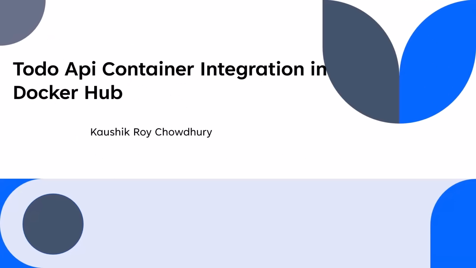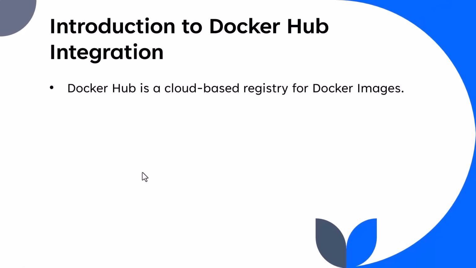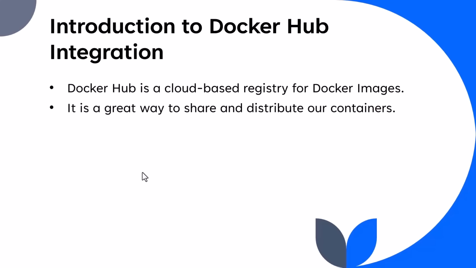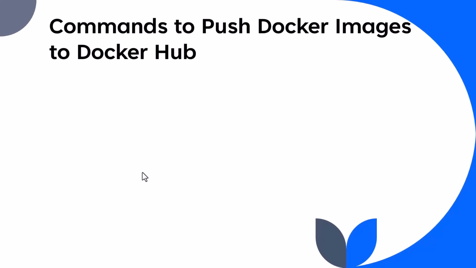Hello everyone. In this lecture, we are going to go for the container integration in DockerHub for the to-do API container that we have created in the previous lecture. So as an introduction to DockerHub integration, DockerHub is a cloud-based registry for Docker images. And it's a great way to share and distribute our containers. It serves as a reliable source for pulling images when deploying applications. And here are the commands to push Docker images to DockerHub.